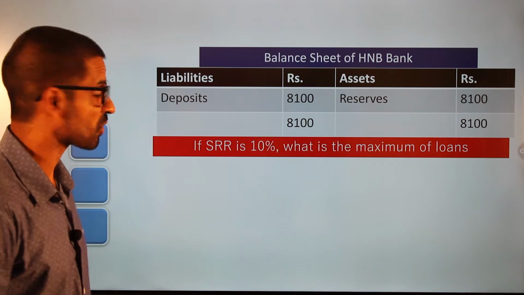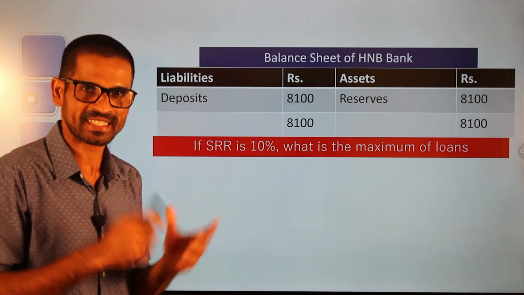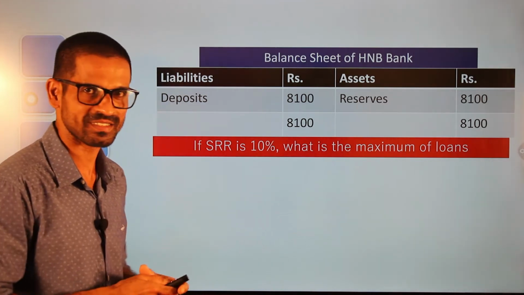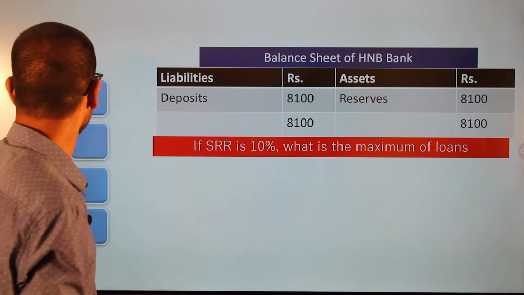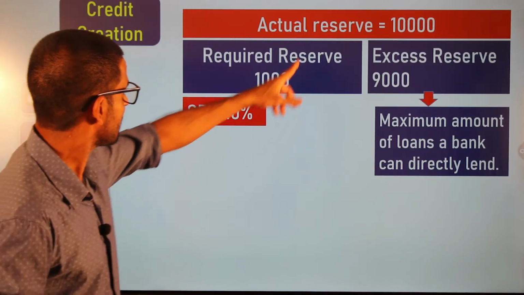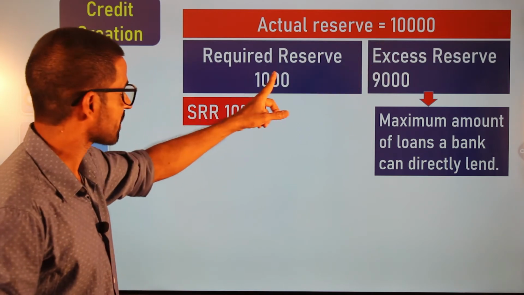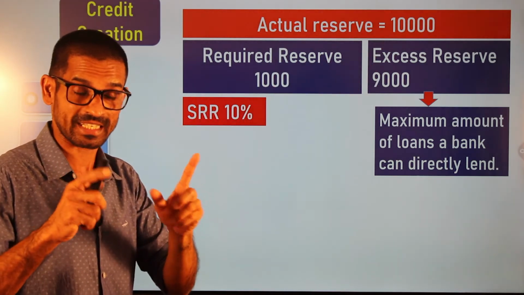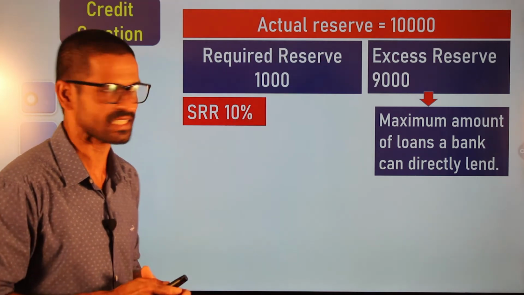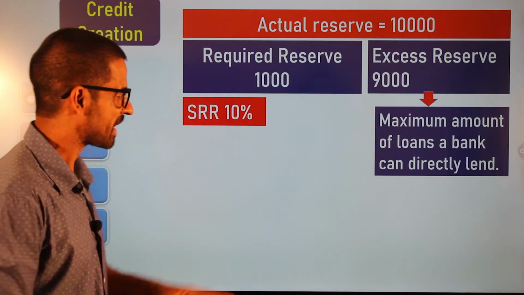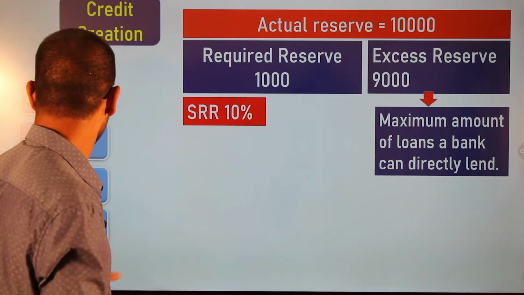Hatton National Bank will also do the same thing. SRR is 10%. Keep that 10% for the withdrawal requirements, and the remainder is the excess reserve. Excess reserve, you can see that, right? Actual reserve is now 8,100. Required reserve is 810. The remainder, 7,290, is the excess reserve. That is the maximum amount of loans Hatton National Bank can directly grant.